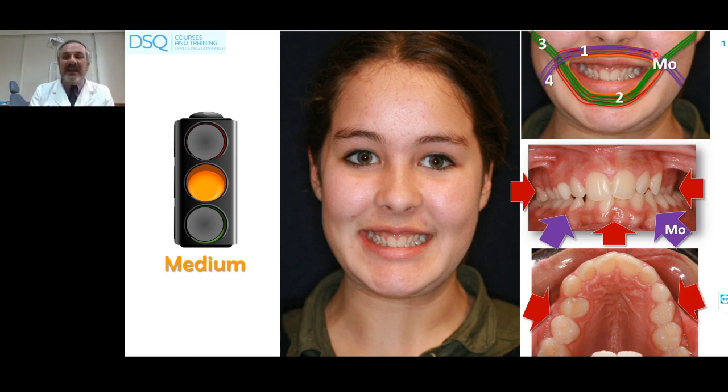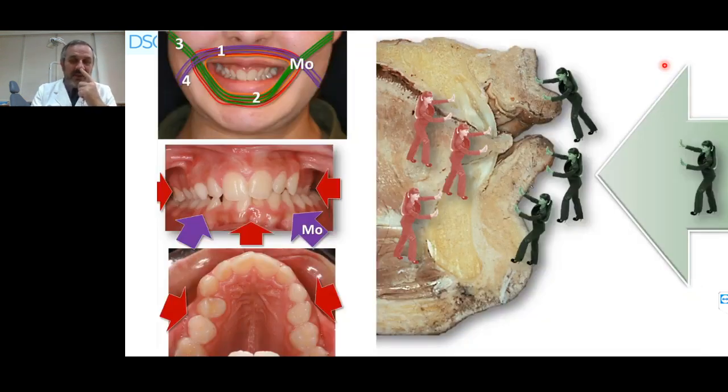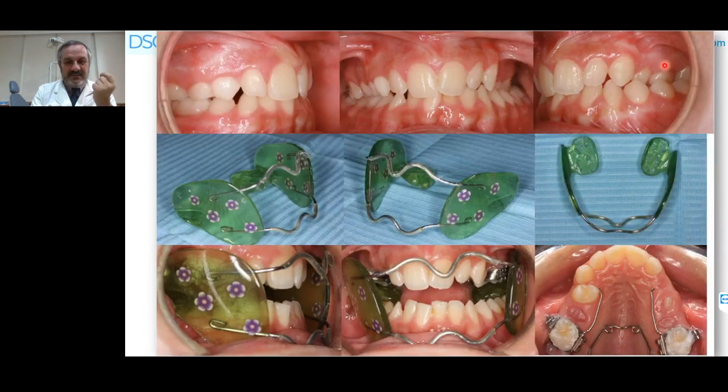The patient presents a hyperactivity of the upper lip muscle, of the orbicularis muscle, and a hyperactivity of the upper part of the buccinator muscle and the modiolus. And for this reason, what is our plan of treatment? The control of the muscle.